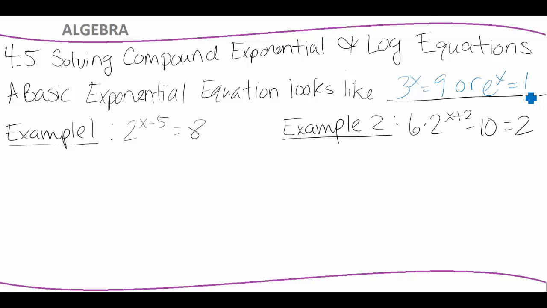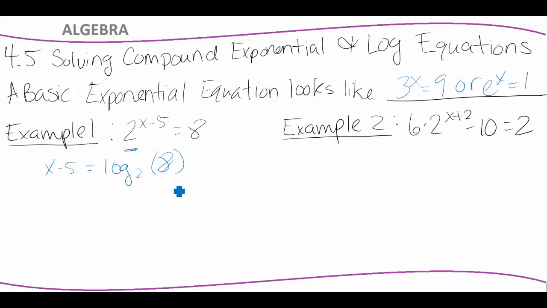So we're going to solve this by using our property that log base a of x equals y if and only if x equals a to the y. And so we're going to switch this exponential into a log. We're going to take our exponent, x minus 5, and it's going to equal our log of base 2, and it's going to be of 8.